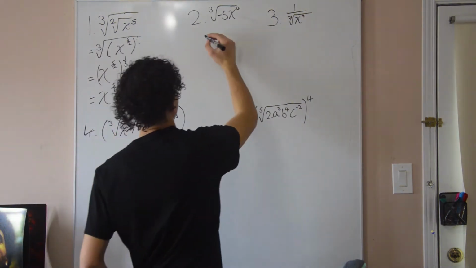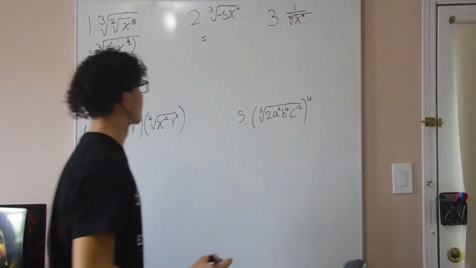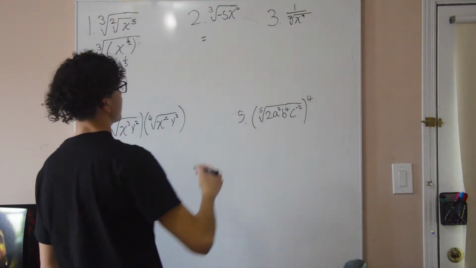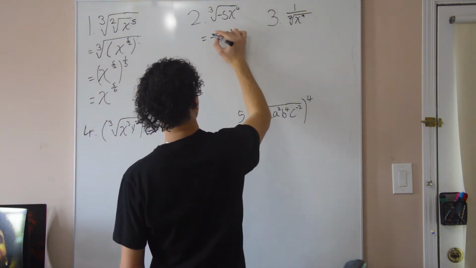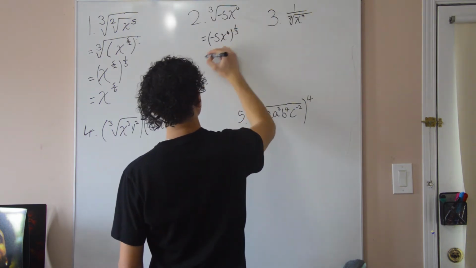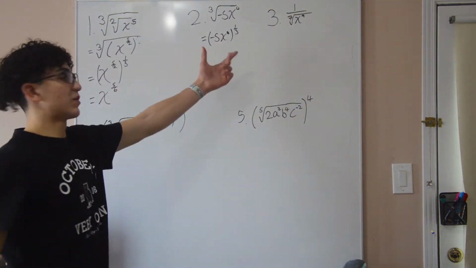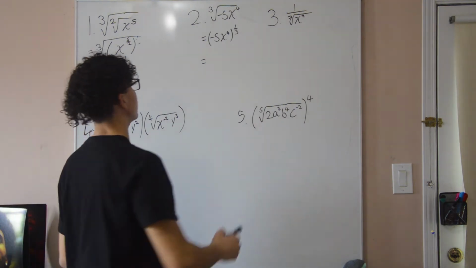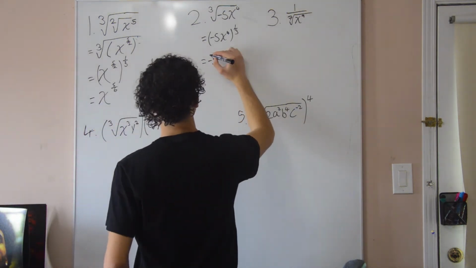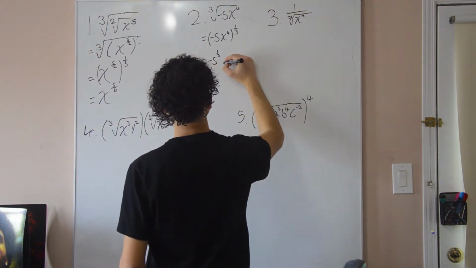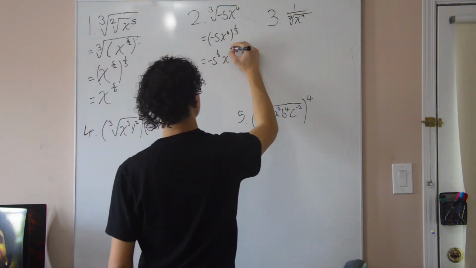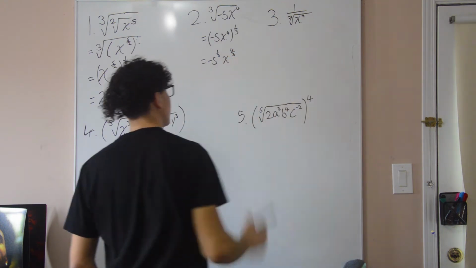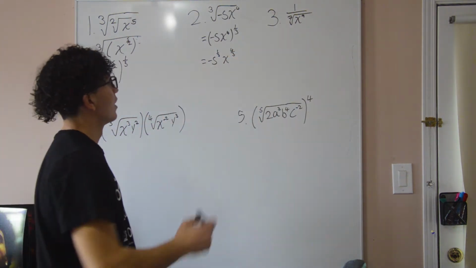So the third root of negative 5x to the 4. Third root, again, is the same as saying to the power of 1 over 3. And now we can just take that 1 over 3 and run it right through. So negative 5 to the power of 1 over 3. And then here we have an exponent to an exponent, so we multiply, and it becomes x to the 4 over 3. Just like that.